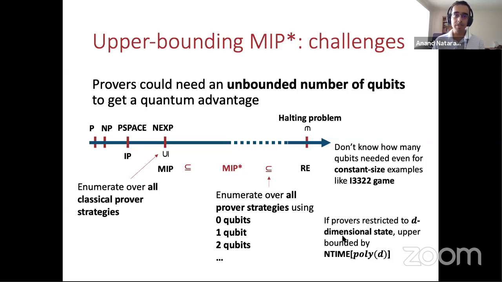So really, the whole way you can get up to RE, to get beyond these bounds, is you need to somehow deal with provers that use states that you can't put a nice bound on the dimension of.